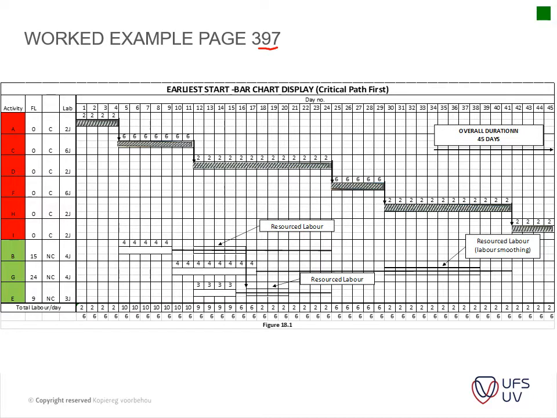A, C, D, F, H and I. These ones are all on the critical path. And activities B, G, and E have a float of 15, 24, and 9 days respectively. Okay, so and a total time period of 45 days.